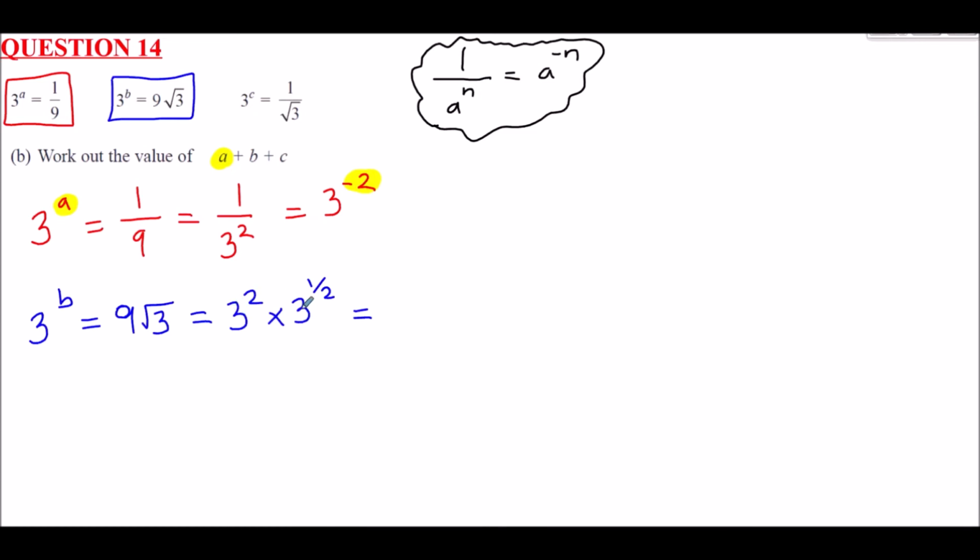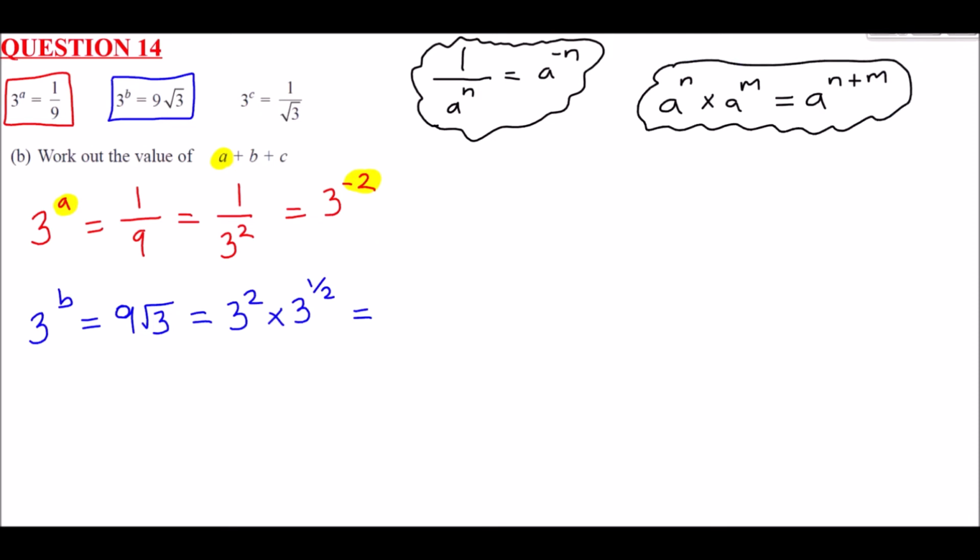So we've got the base number the same, both are 3, powers of 3, and we're multiplying. This is another indices law. So a to the power n multiplied by a to the power m. When we multiply with indices and the base values are the same, we simply add the powers together. So as a single power of a, we have n plus m. Okay, so in our case, this is going to be the same as 3 to the power of 2 plus a half.